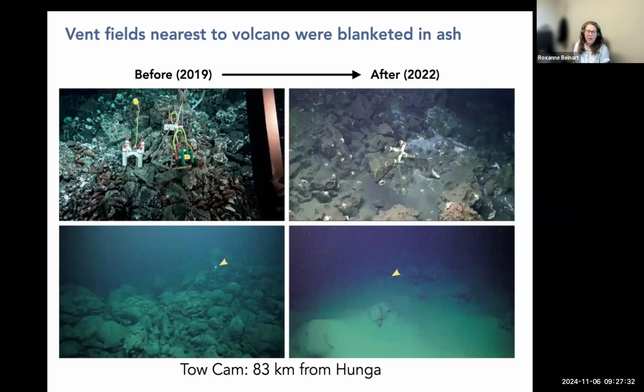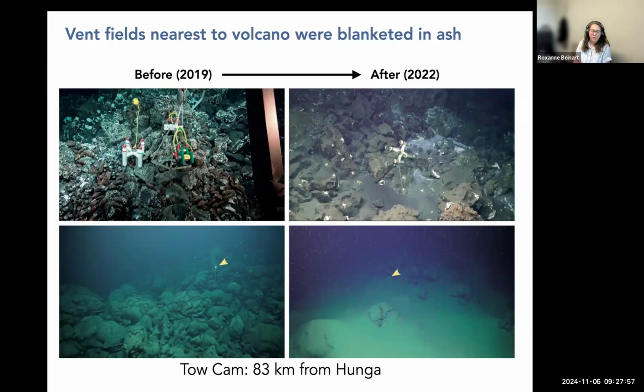And just to give you some perspective on this disturbance event, we were able to compare some photos and videos that were taken on a French cruise in 2019, right before the eruption, or as close to the eruption as anyone else had been there, to our video and footage from our expeditions. You can see some really striking images here.